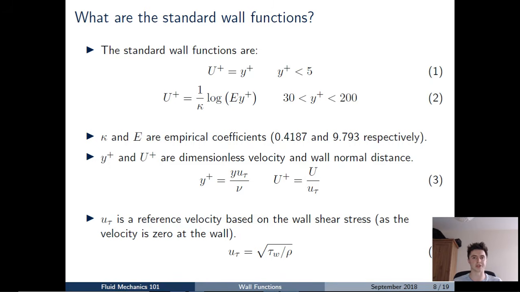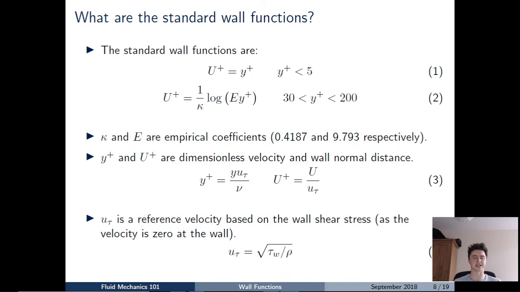So that blue line that we saw in the viscous sublayer is given by the function equation 1, y plus is equal to u plus. So the variation of velocity between the wall and the cell centroid is actually linear, remembering that the scale on those plots is logarithmic on the x-axis. And then that green line, so for y plus greater than 30, we've got a logarithmic variation of u plus with y plus. And those coefficients, kappa and E, are empirical coefficients that we use to fit the logarithmic profile to the observed data, and they're 0.4187 and 9.793 respectively.